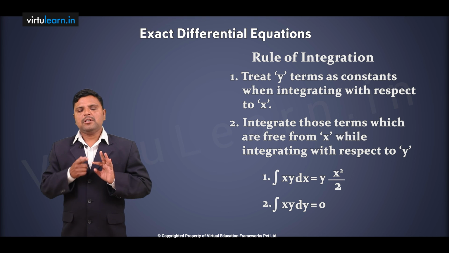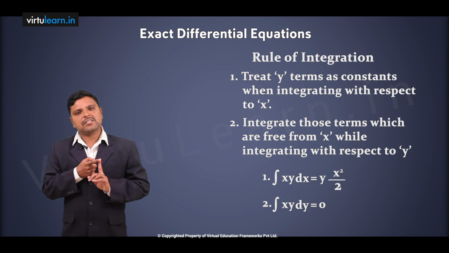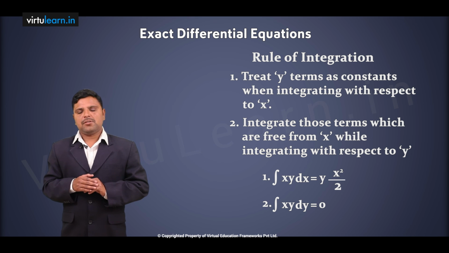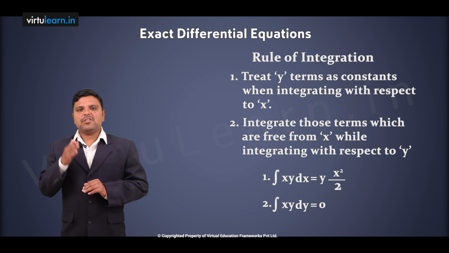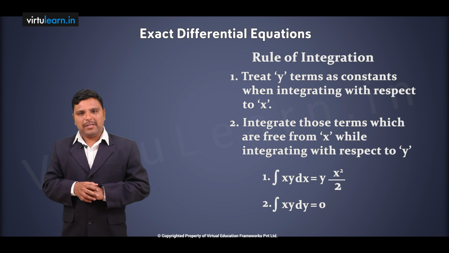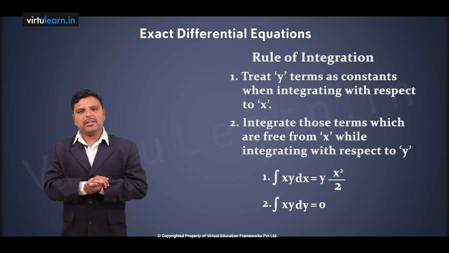Now, this is nothing but the exact differential equation. While solving the problem, you have to observe three conditions. The first: the equation should be in the form M dx plus N dy equals 0. The second is the exact condition, dou M by dou y equal to dou N by dou x. If the condition is satisfied, use the direct formula: integral M dx plus integral N dy equals c. Integrate those terms which are free from x while integrating with respect to y. Integration with respect to x means treat y terms as constant, that is, outside of the integration. This is nothing but the exact differential equation.